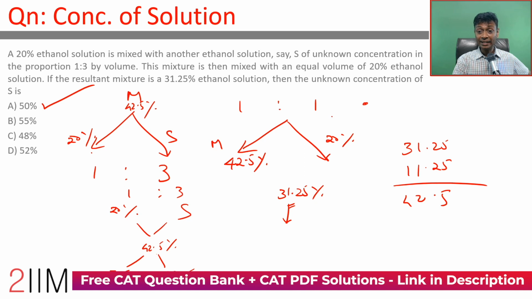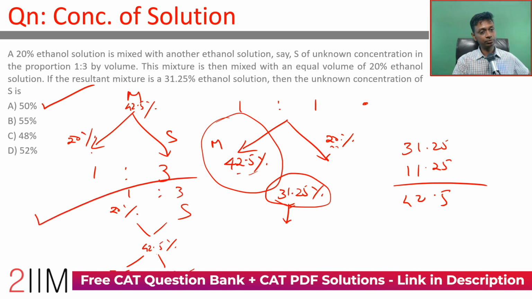The second thing, the idea is it is mixed in the ratio 1:1. So the final solution should be bang in the middle, right at the midpoint between these two. Straight away I get the mixture's concentration. Stick that in, use your alligation method, you're through.